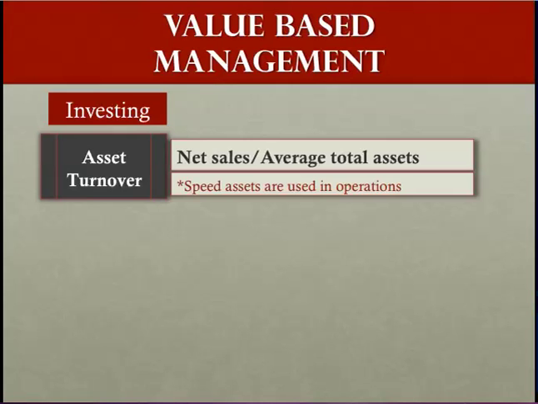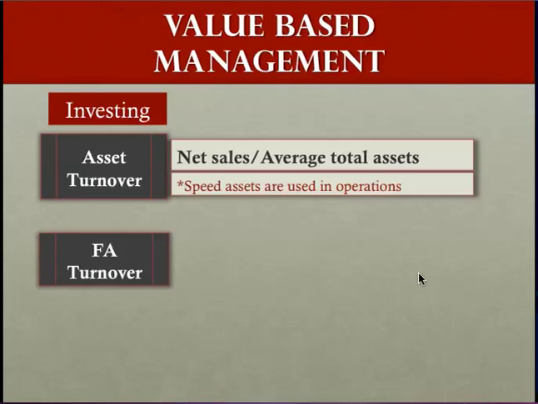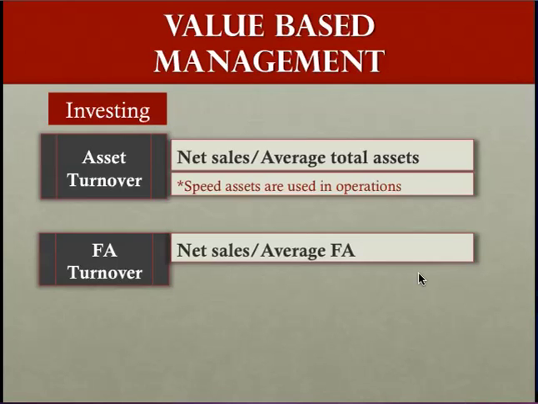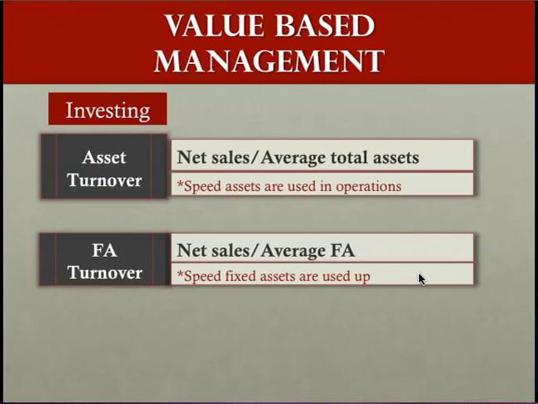Said another way, it's the sales dollars generated by a dollar of assets invested in our business. So the higher the ratio, the better. It's showing how efficient we are at generating sales from our invested assets. Fixed asset turnover is a ratio of sales to average fixed assets. This indicates the speed in which our fixed assets are used up, or again, said another way, it's the sales dollars generated by every dollar of fixed assets. The higher the ratio, the better. It means we're using our fixed assets more efficiently.